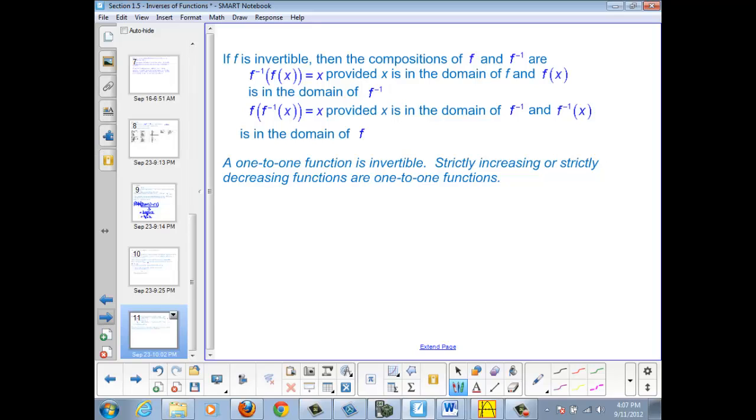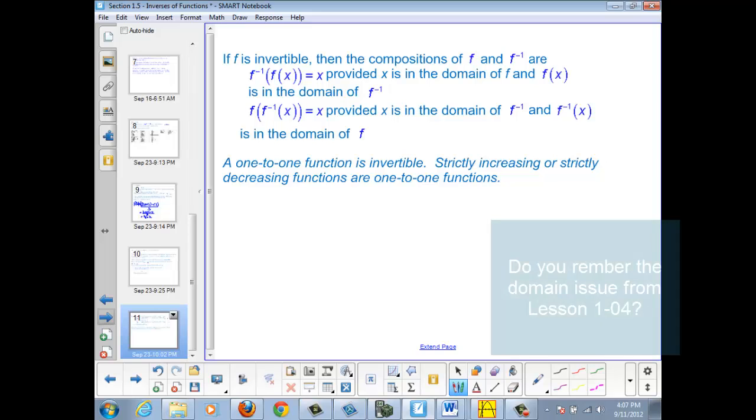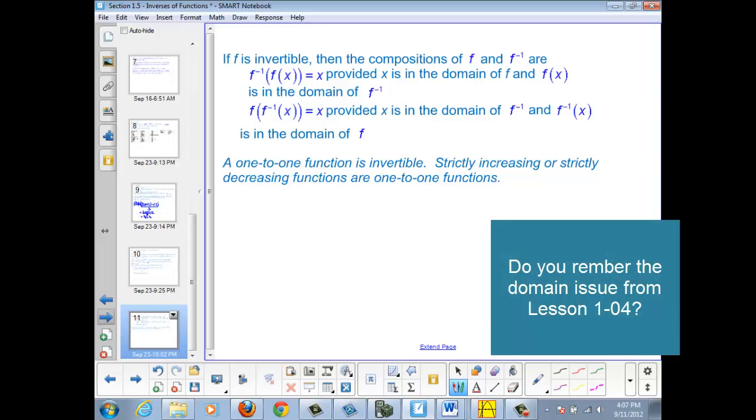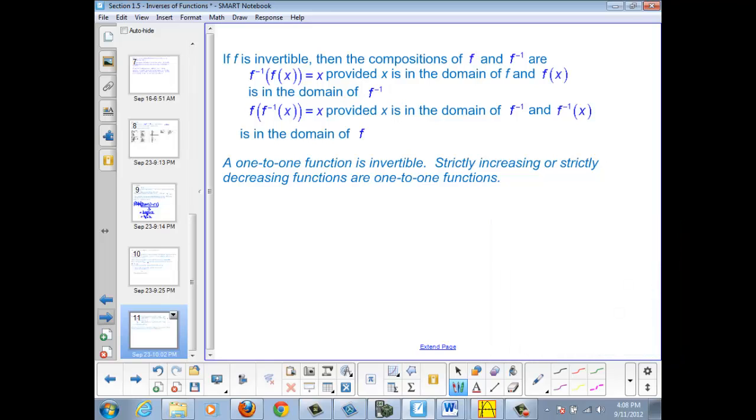Finally, the relationship between an inverse and the original function. When we take a composite of the two, it should always resolve to x, as long as x is in the domain of f, and f of x is in the domain of the inverse. That refers back to an earlier lesson where we discussed how a composite function could result in an error from our calculator because of domain violations. And the same relationship holds true if we take f of f inverse instead of f inverse of f.